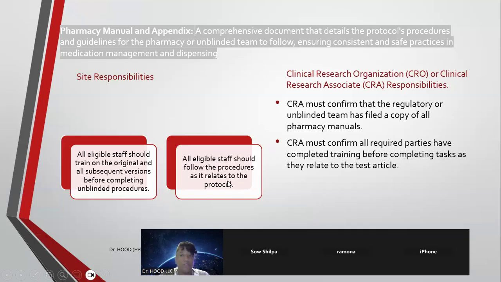Okay, so once you're a CRA, what are you responsible for? You're responsible for making sure that training was done and it has been documented. You also are responsible for making sure the pharmacy manuals are filed in the pharmacy binder. So the pharmacy binder is the mini version of the investigator site file. It's separated from the investigator site file if the study has a blinded and unblinded side. If the primary CRA is also the person who deals with the medication, then there's no separate binder.